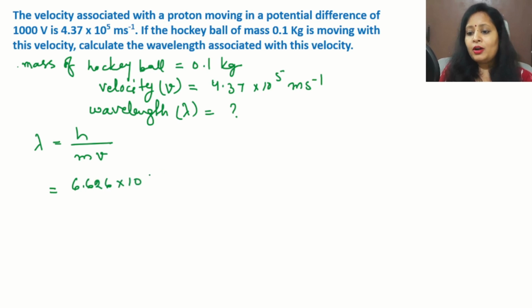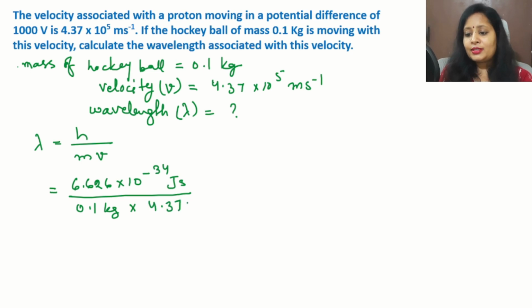6.626 into 10 to the power minus 34 joule second upon mass is 0.1 kg, which is multiplied by velocity, which is 4.37 into 10 to the power 5 meter per second. Now what to do? First we will try to eliminate the decimals. So in the numerator side, 3 digits after the decimal are given, and here it is 2 here and 1 here. So total 3, we will cancel out 1 from here and 2 from here.